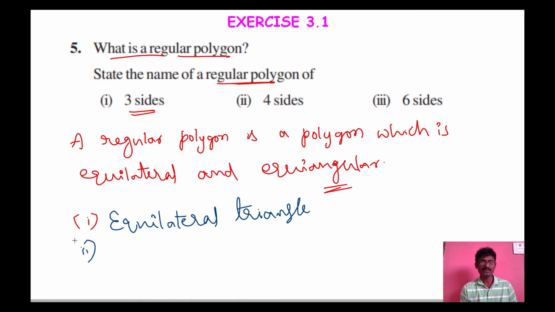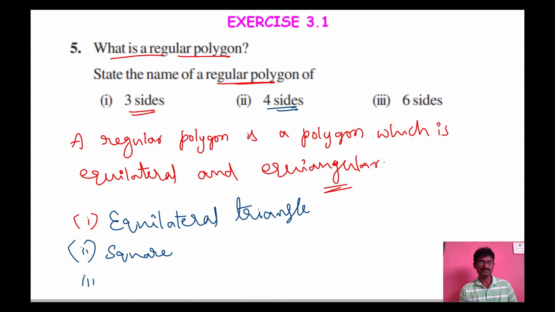Then the second one, 4 sides. In a quadrilateral, if 4 sides are equal, then that will be a rhombus or a square. But equiangular means all the angles are also equal. That means it is a square. A quadrilateral in which all the sides are equal and all the angles are equal is a square. All the angles in the square are equal to 90 degrees and all the sides are also equal.